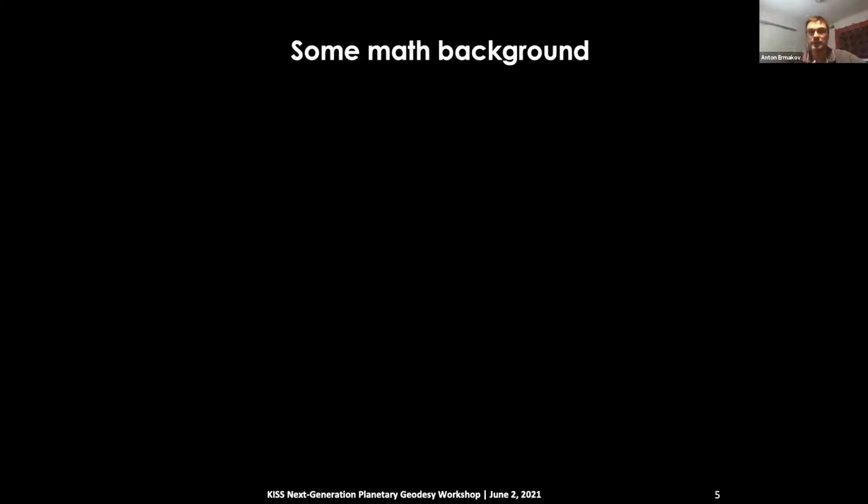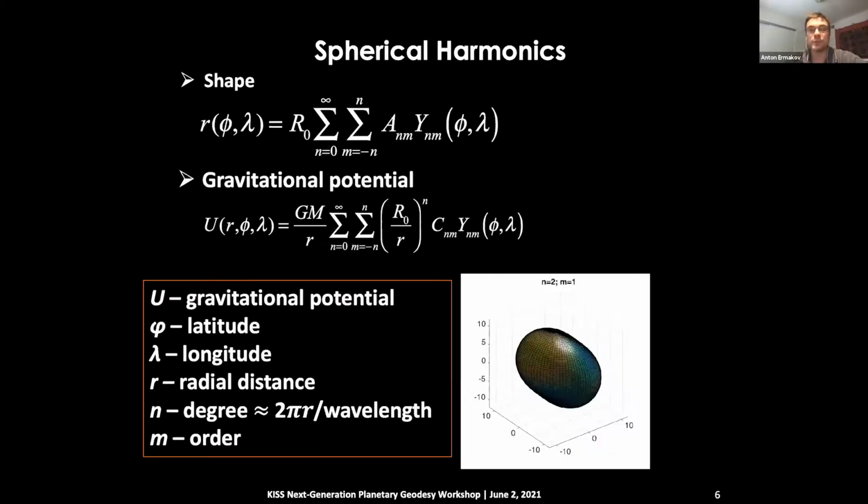But first, let me give you some math background. It won't be hard, but it will be useful for the following talks today as well. Mostly in this lecture series, we will be talking about planetary shape and gravity measurements. They are commonly represented using spherical harmonic series, which is a set of orthogonal functions on a sphere, and it's an analog of Fourier series.